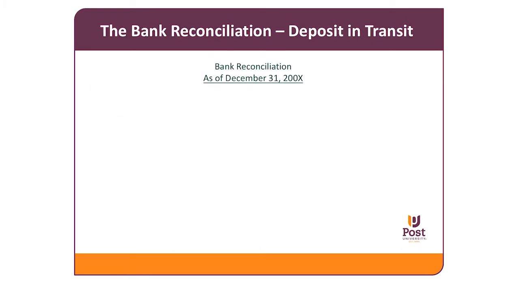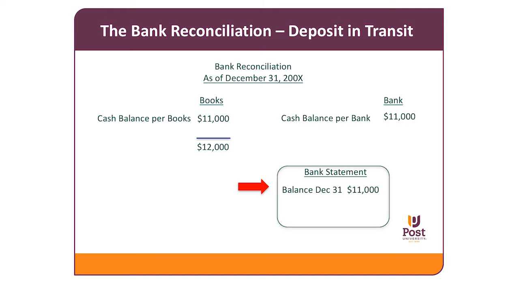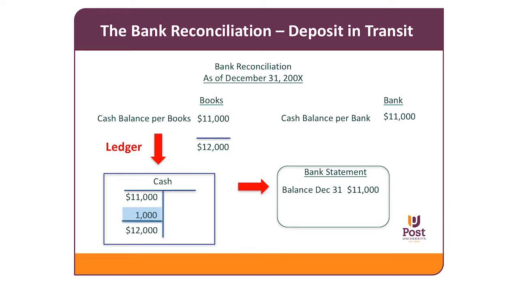Here is a deposit in transit. You have $12,000 shown in your books, and the bank shows that you have $11,000. That's because at the end of the day, you received an additional $1,000. You record it in your books, and that results in a debit to cash of $1,000, thus increasing your cash by $1,000 to $12,000. However, since you have not yet made a deposit at the bank, it still shows $11,000.